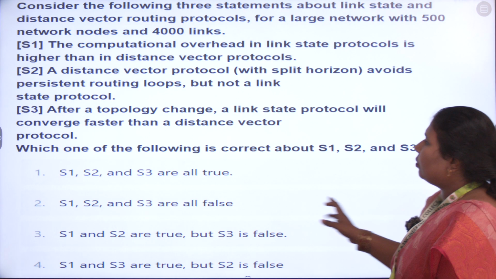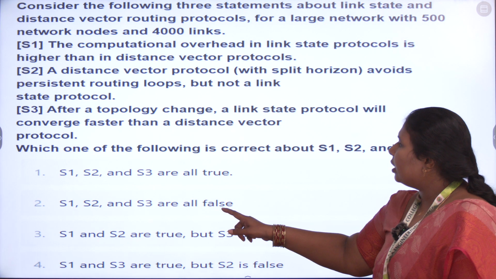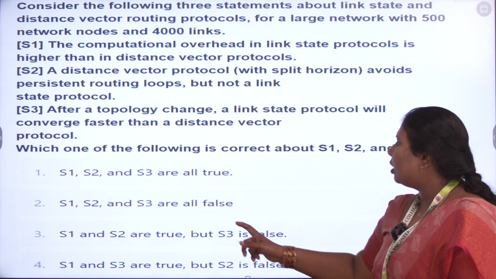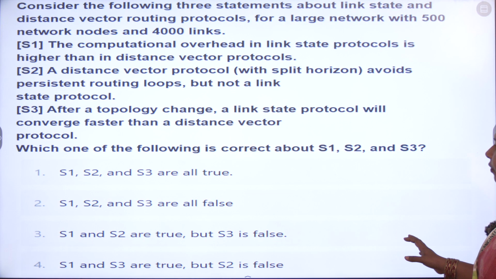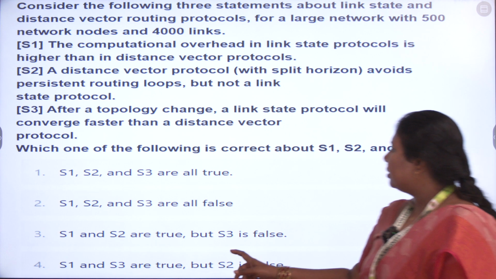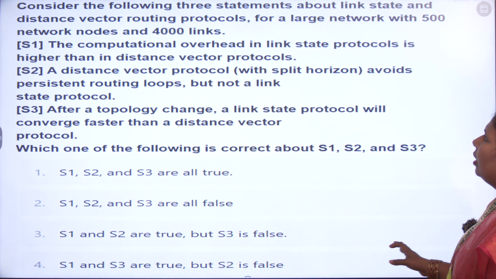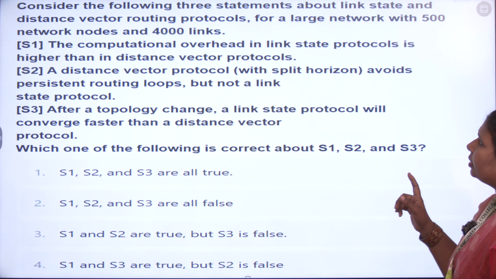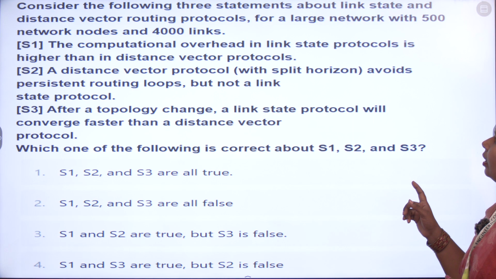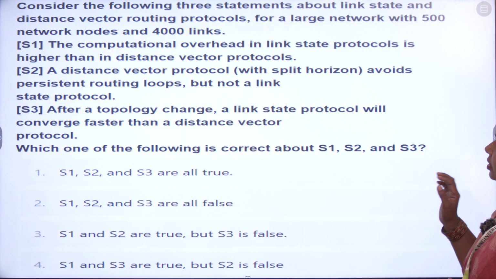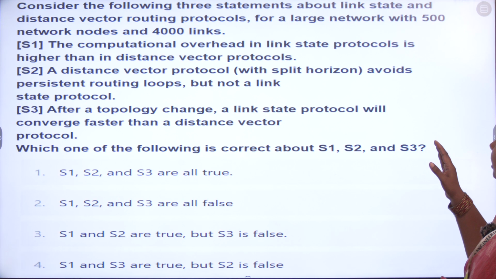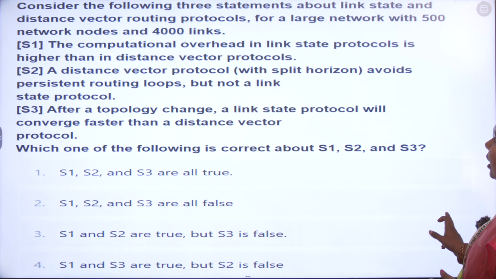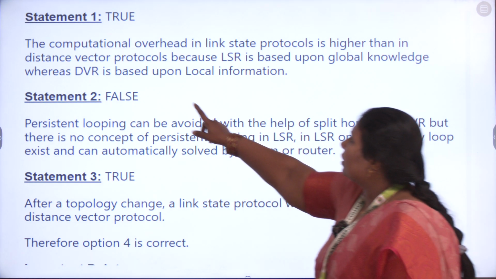The options: S1, S2, S3 are all true. S1, S2, S3 are all false. S1 or S2, but S3 is false. Or S1, S3 are true, but S2 is false. Okay, what is the first? The computational overhead in link state protocol is higher than in distance vector protocol. This is correct, because in link state protocol you have a higher value. This is the first one.